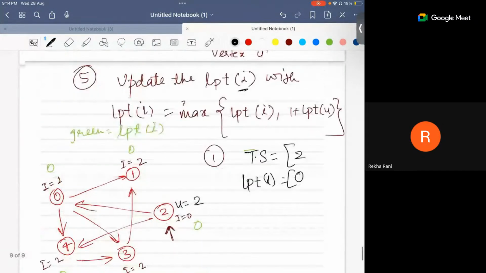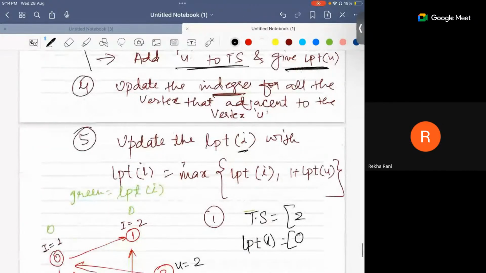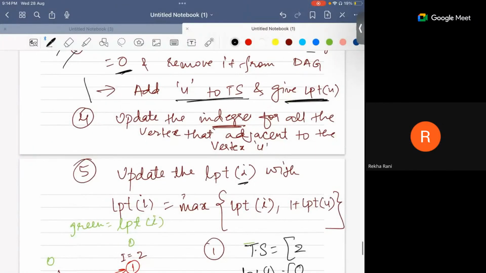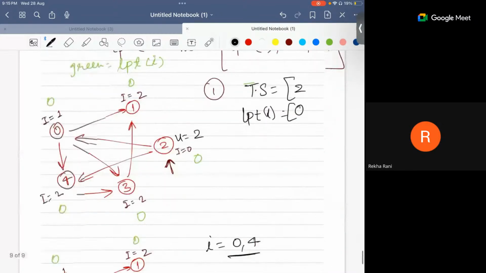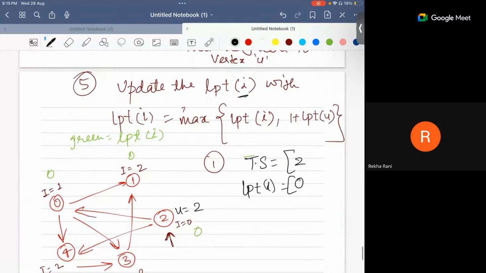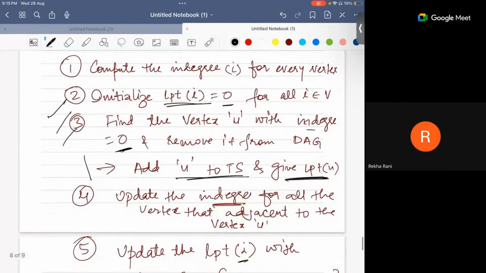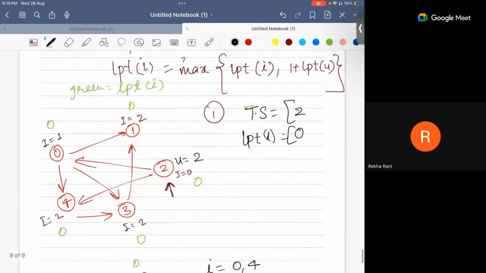One thing we missed. I'll repeat it again, maybe that will clarify all your doubts. So we were having one graph. The first step was to compute the in degree, so we have computed all the in degrees. The first step is done. In the second step, we have initialized the longest path to all the vertices, where i is all the vertices. We have initialized the longest path to each of the vertices as 0.